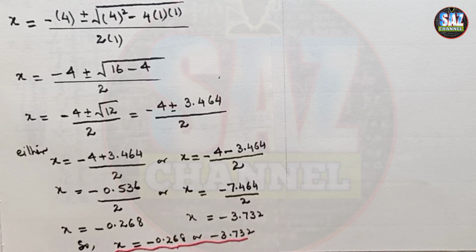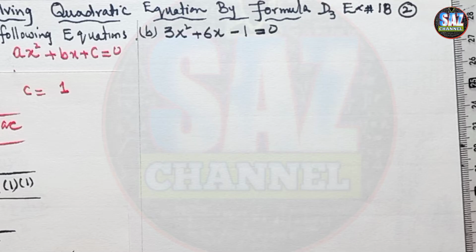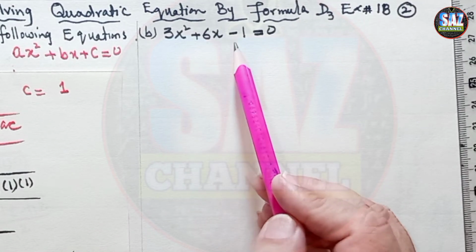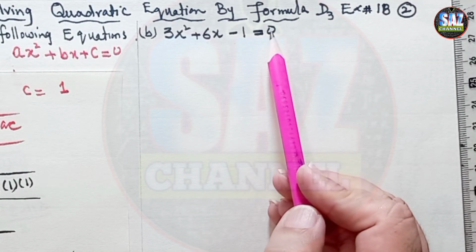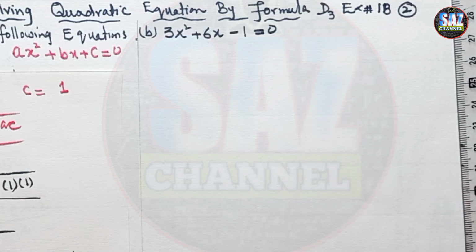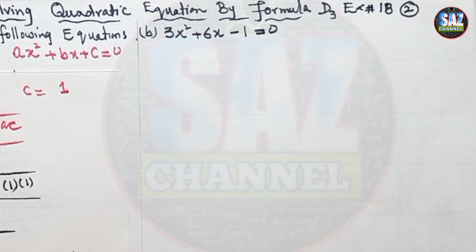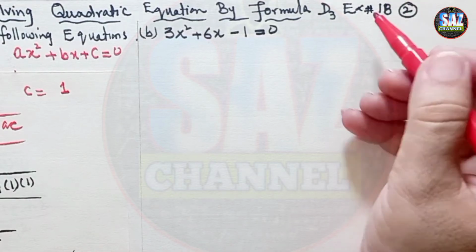Okay, moving to the second question, and let me compare the question with the book. The second question is 3x square plus 6x minus 1 equals 0. I always advise my students that before solving the question, you must compare the data with the book, so that if there is any problem with the question, it can be corrected in the beginning.